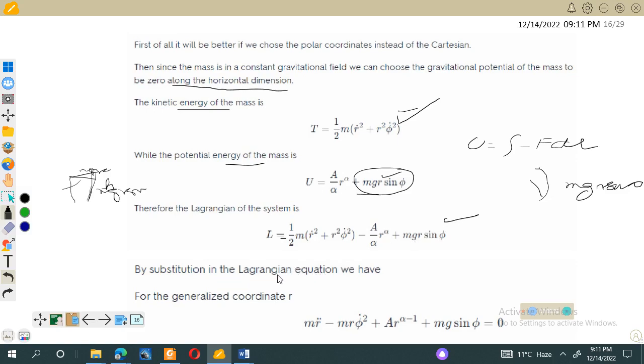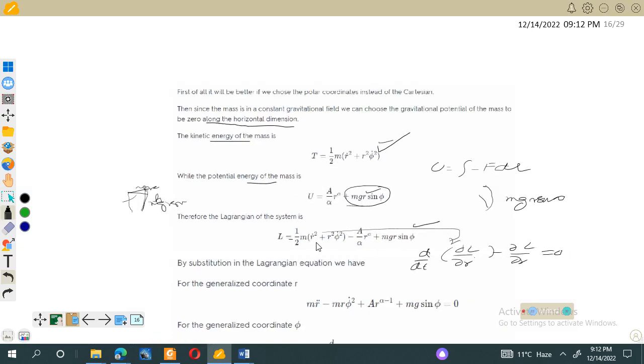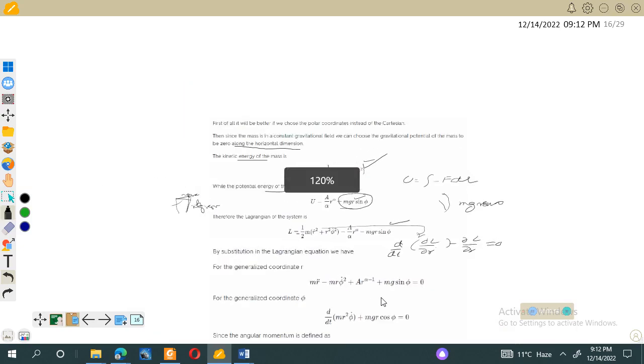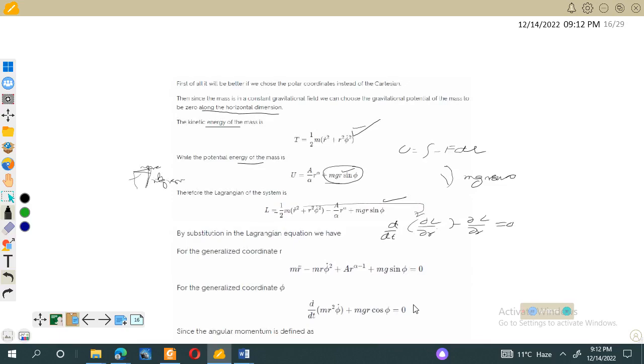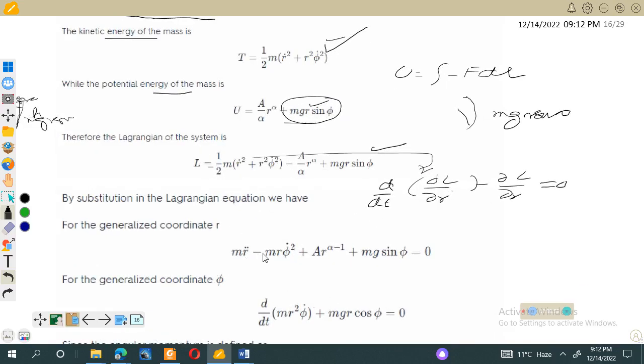Then we put this into the Lagrange equation, which is d over dt of partial L over partial r dot, minus partial L over partial r, equal to 0. When we put this Lagrangian into this equation, it gives us the equation for the radius: m r double dot minus m r phi dot square plus a r to the alpha minus 1 plus mg sin phi is equal to 0.